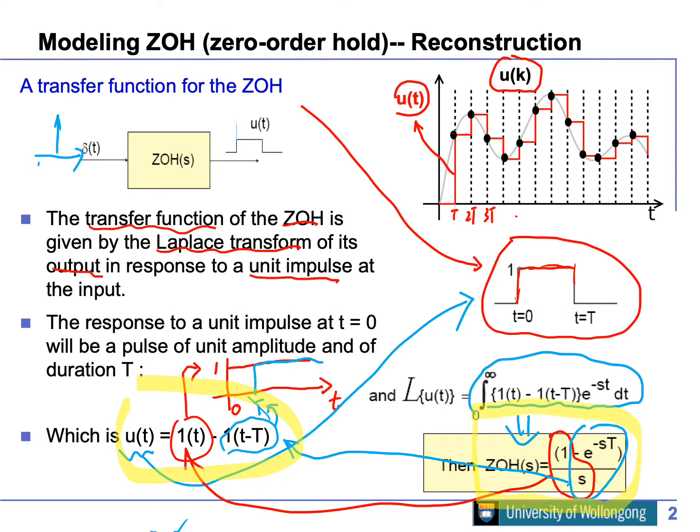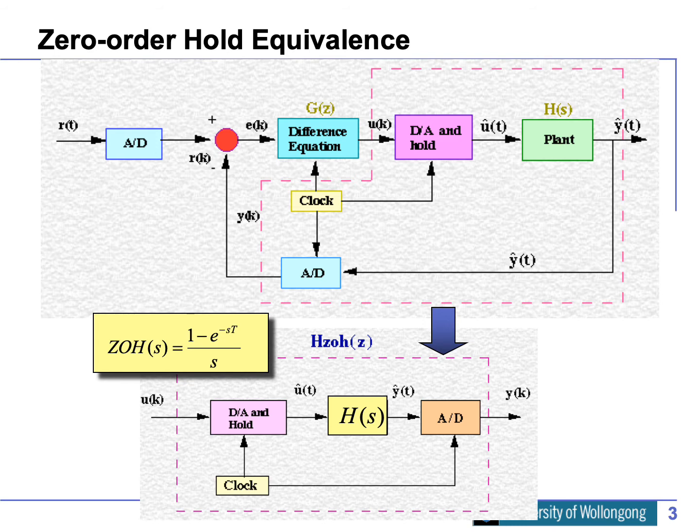In future calculations, we can take this zero-order hold and replace it with the zero-order hold transfer function. Remember, this is a continuous-time domain function, because the output is a continuous signal. Now we have the transfer function for the zero-order hold.